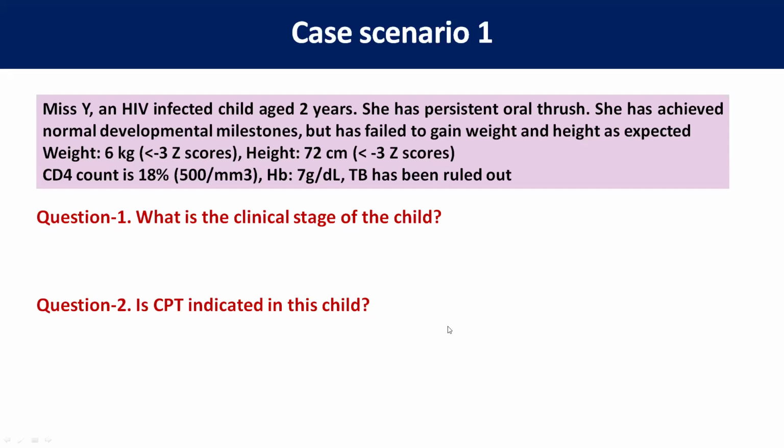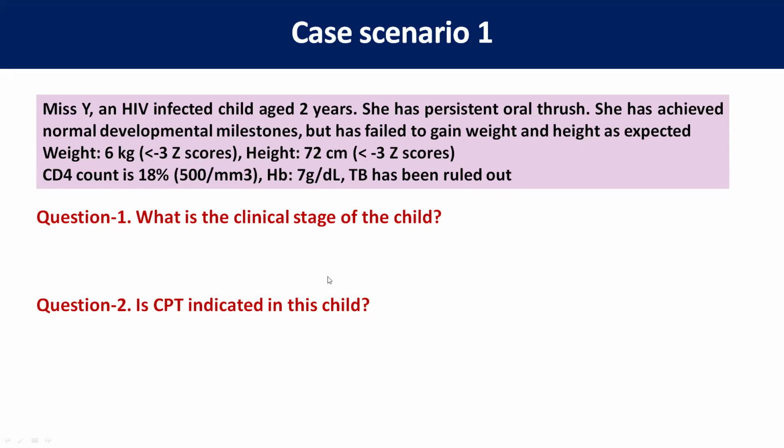By knowing the weight only, you can say it is severe underweight. And it's already given: weight is -3 Z score, and height is also -3 Z score. CD4 is 18% and hemoglobin is 7 gram per dl. TB has been ruled out. What is the clinical state of the child? Anyone? Please write in the chat box.